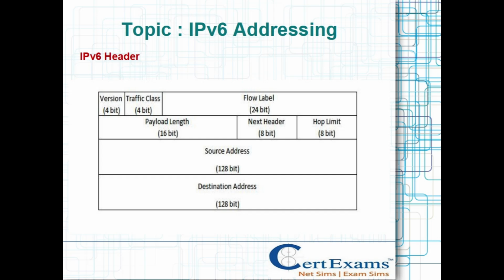Source address: this 128-bit field determines the logical address of the host that is sending the packet. Destination address: this 128-bit field determines the logical address of the host that is receiving the packet.